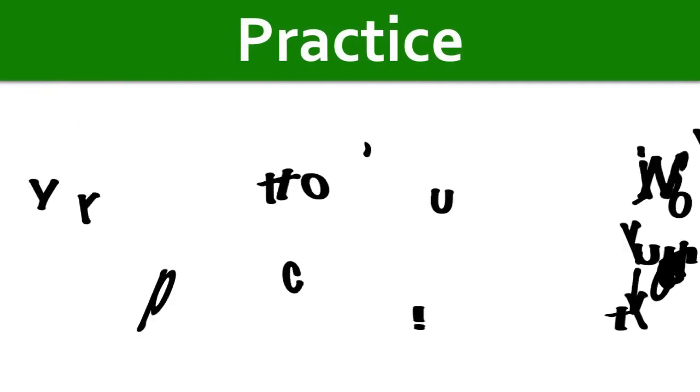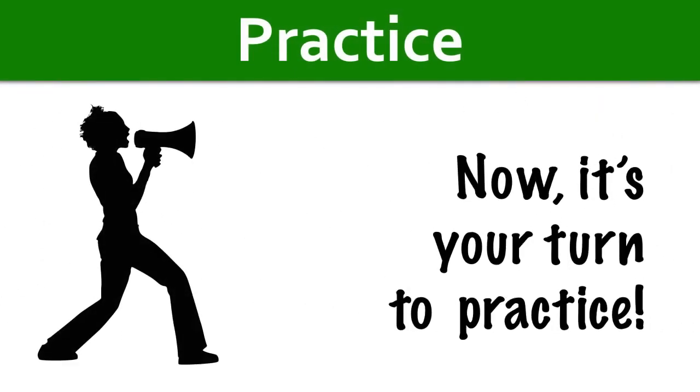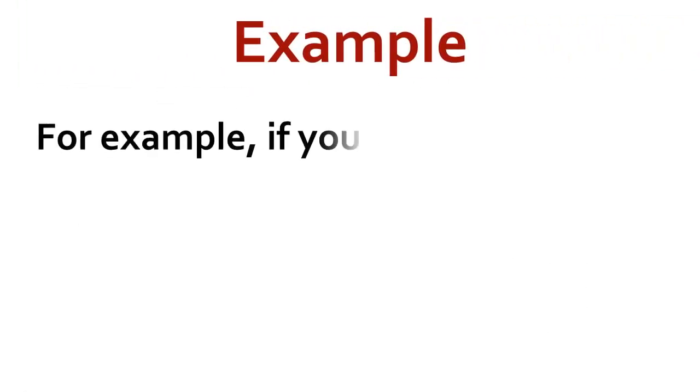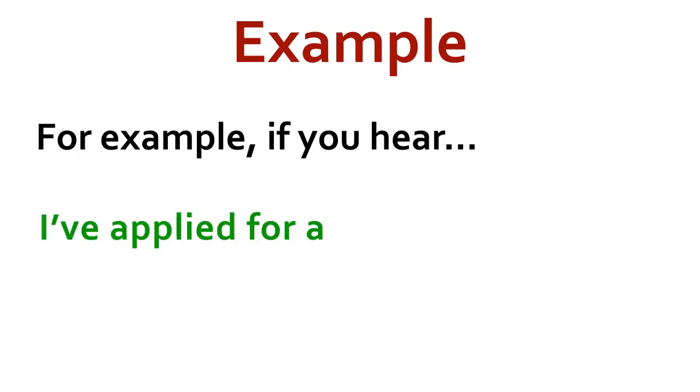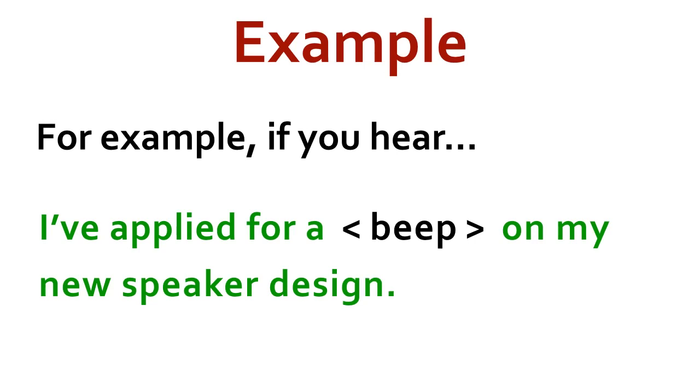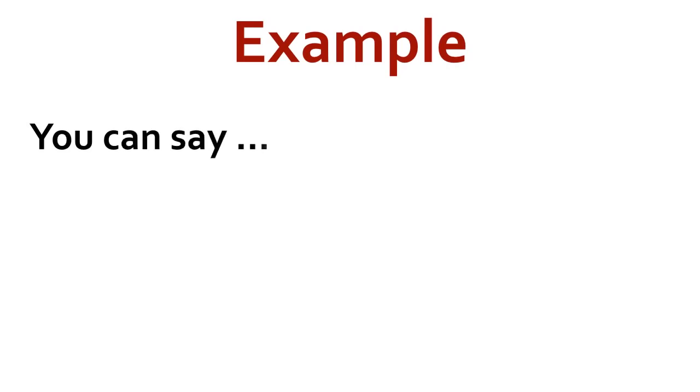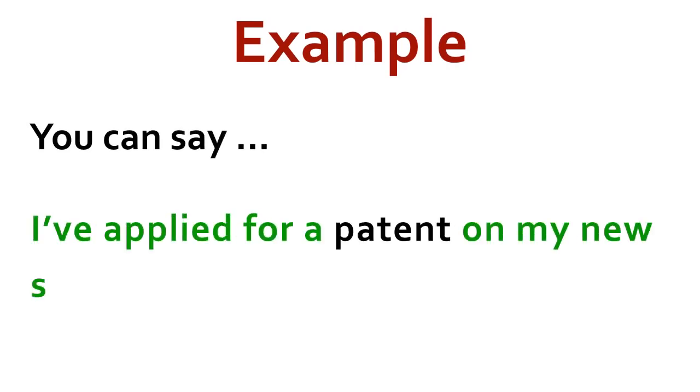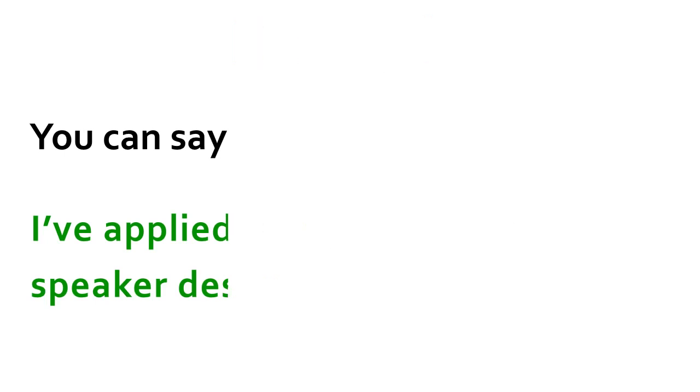Now it's your turn to practice some of the words we've looked at in this lesson. In a moment, you'll hear a series of sentences with a word replaced with a beep. Repeat each sentence, including the missing word. For example, if you hear, "I've applied for a beep on my new speaker design," you can say, "I've applied for a patent on my new speaker design." We'll provide the correct answer after each question. Ready? Let's give it a go.